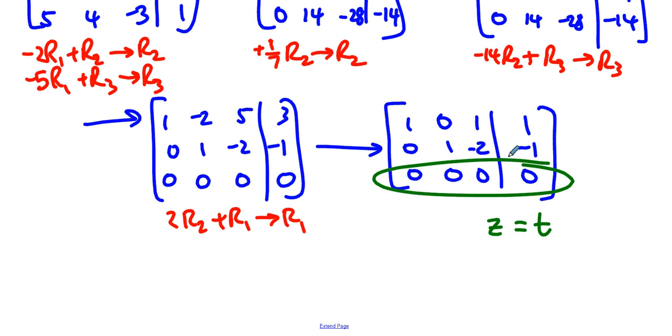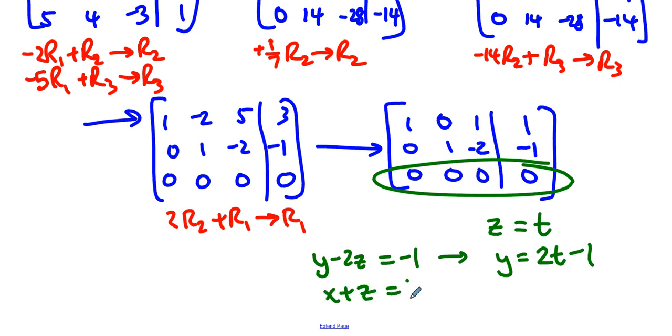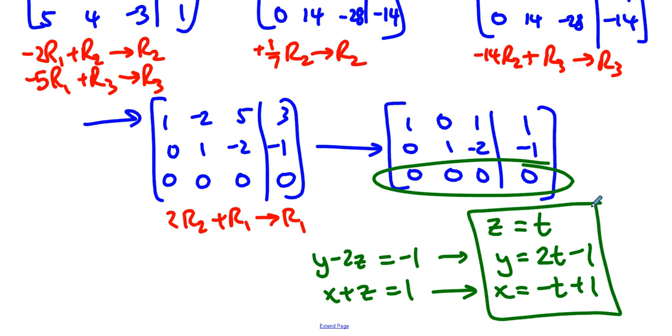And we recognize that this second equation says that y minus 2z is -1, which means that y is, kick this over to the other side, 2t minus 1. And this first equation says that x plus z is 1, which means that x is, kick that over to the other side, -t plus 1. And whatever you want t to be, there's a y and an x that are generated by that. And so we have a parametric solution to the original equation because there are infinitely many solutions as indicated here.